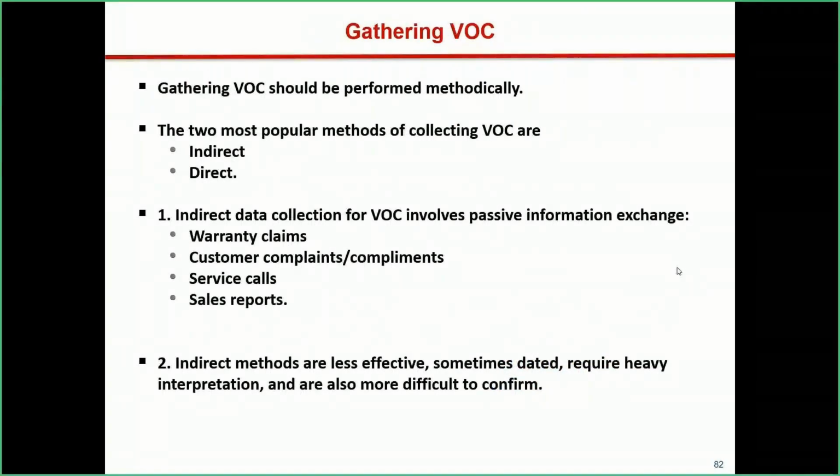So gathering VOC should be performed methodically. The two most popular methods of collecting VOC are indirect and direct. Indirect data collection of VOC involves passive information exchange. So it might come from warranty claims, customer complaints or compliments, service calls, and sales reports. Indirect methods are less effective, sometimes dated, require heavy interpretation, and are more difficult to confirm.